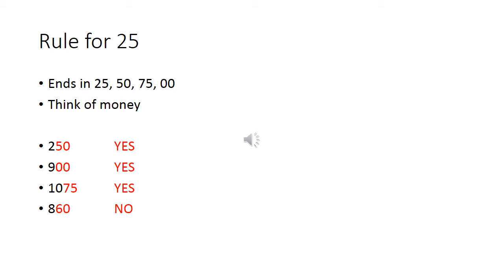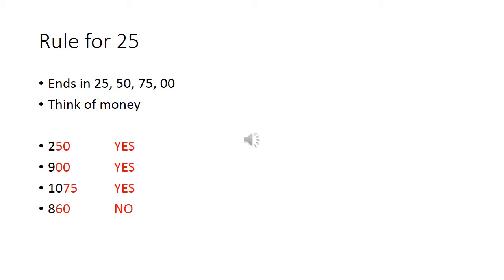The rule for 25 requires that you look at the last two numbers as well. And it's not actually difficult if you remember money. If you've got quarters in your pocket, you have 1 quarter, you have 25 cents, 2 quarters, you have 50 cents, 3 quarters, you have 75 cents, and 4 quarters, you have $1. And a quarter is 25 cents. So any number that ends with 25, 50, 75, or 00, you can divide by 25.